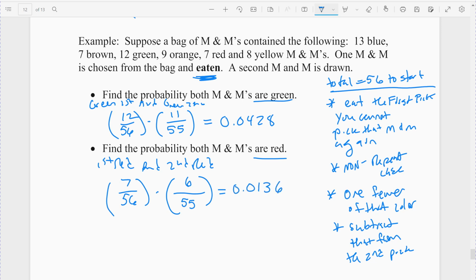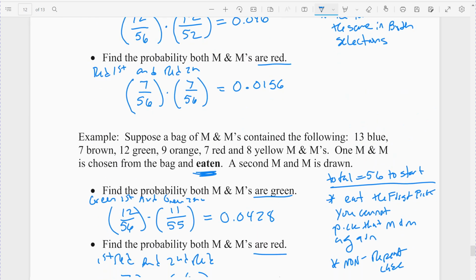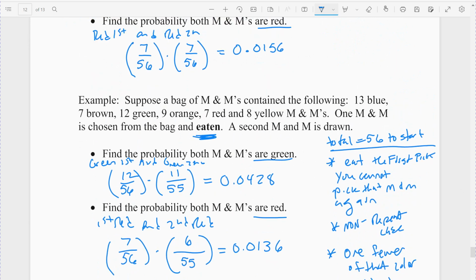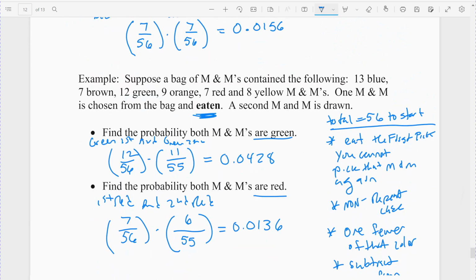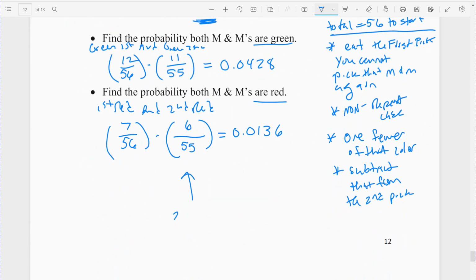0.0136. And it does. Right? The probability is less than the previous case. The previous case was 1.56%. This one was 1.36. Alright, so it affects the second probability. Without replacement, if we don't replace something, it affects the second probability.